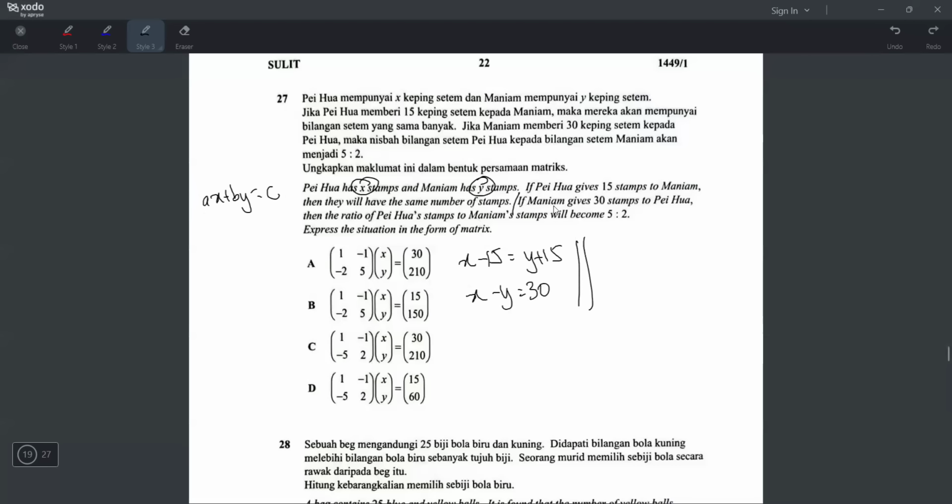Okay, now they say if Maniam give 30 stamps to Pei Hua, then the ratio of Pei Hua to Maniam would become 5:2. Okay, Pei Hua ratio Maniam equals to 5:2.